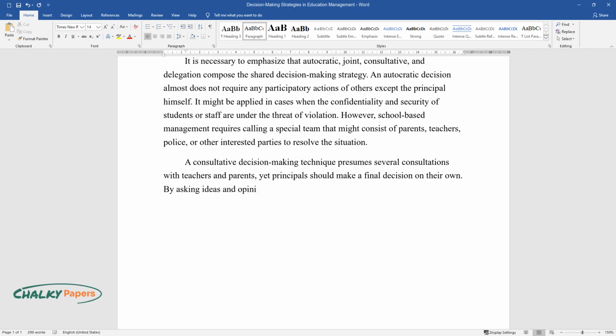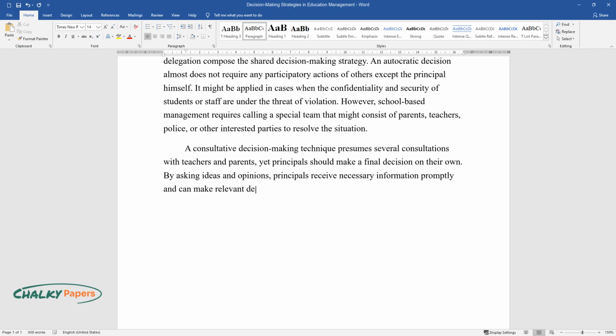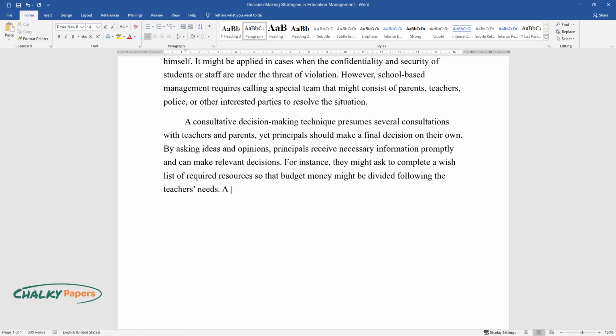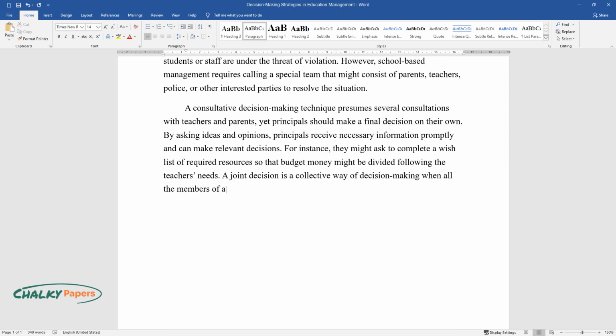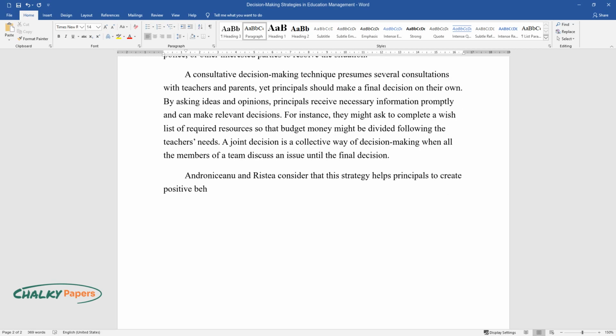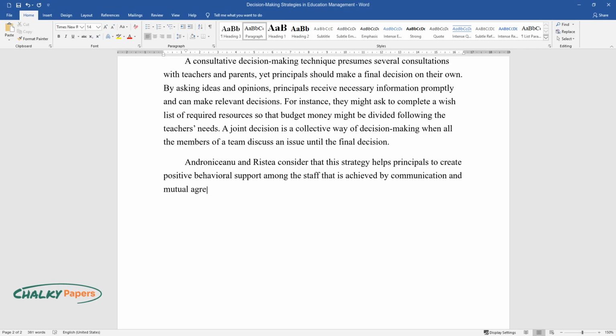By asking ideas and opinions, principals receive necessary information promptly and can make relevant decisions. For instance, they might ask to complete a wish list of required resources so that budget money might be divided following the teacher's needs. A joint decision is a collective way of decision-making when all the members of a team discuss an issue until the final decision. Androniceanu and Ristea consider that this strategy helps principals to create positive behavioral support among the staff that is achieved by communication and mutual agreements.